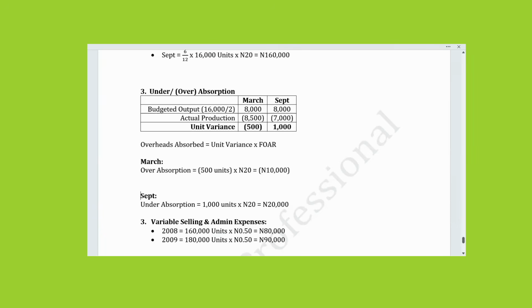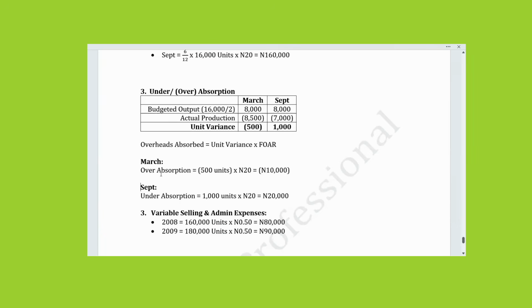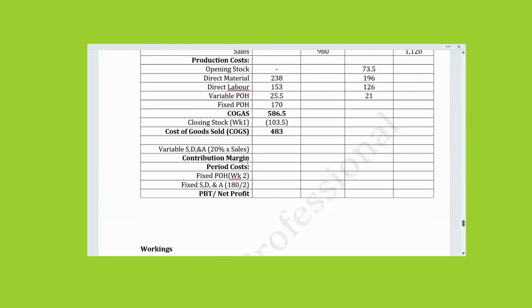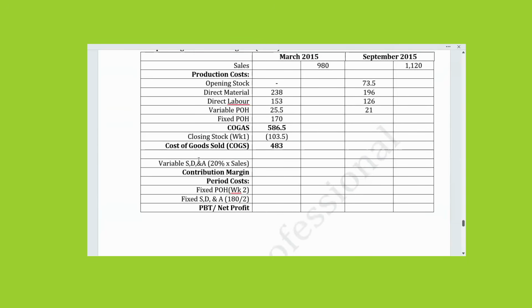Okay. So in March, we have 10,000 over. Then in September, we have 20,000 under. Let's go and post. I will then come here. Under slash over absorption.